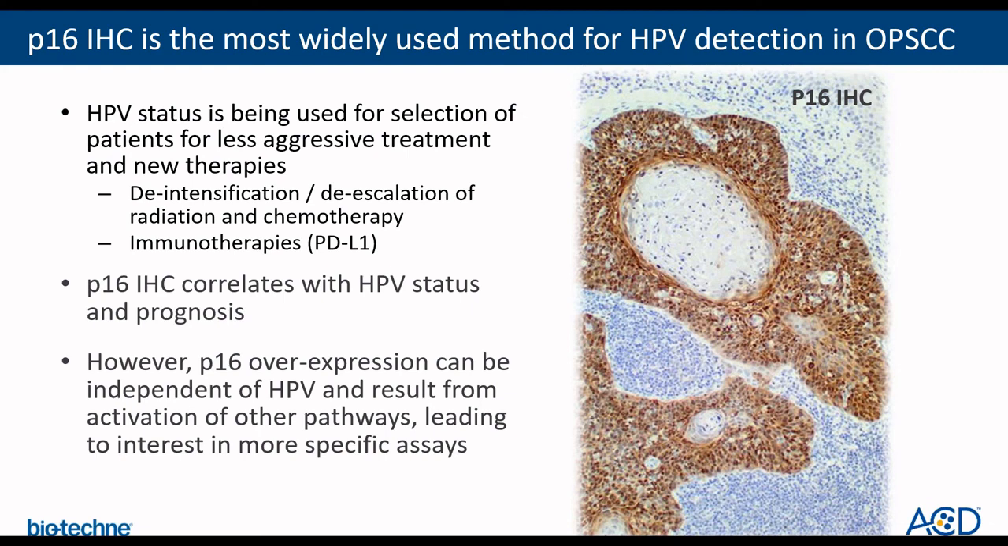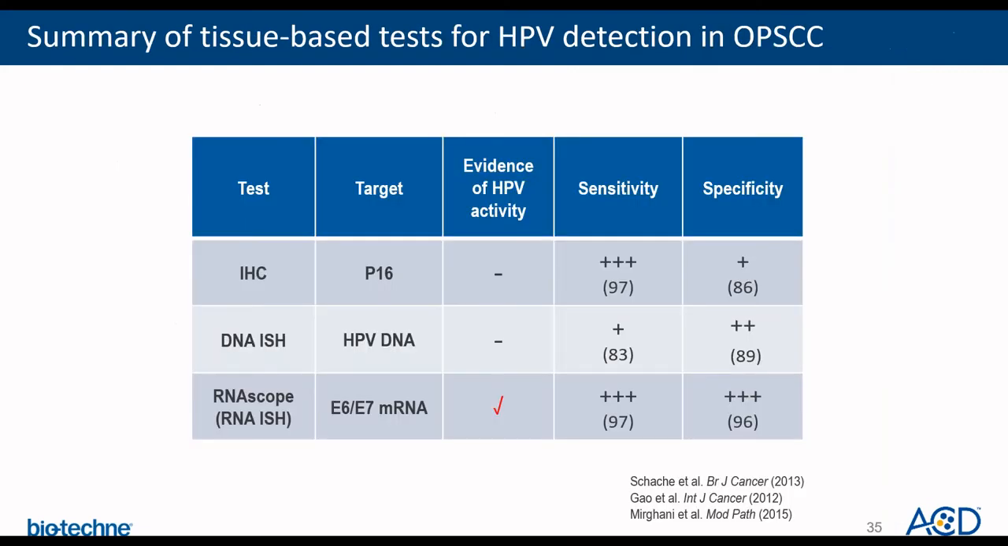And we all know that P16 is a well-established surrogate marker for HPV status. However, P16 can be induced by other pathways which are independent of HPV. And this caveat led to interest in more specific assays for HPV detection. Among those assays are DNA and RNAscope in situ hybridization for HPV.